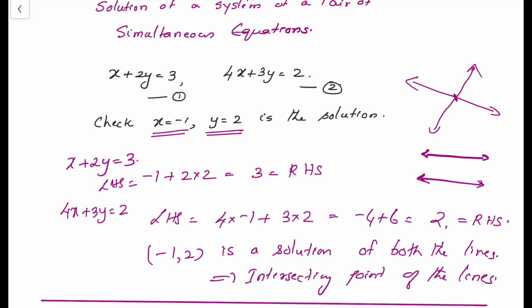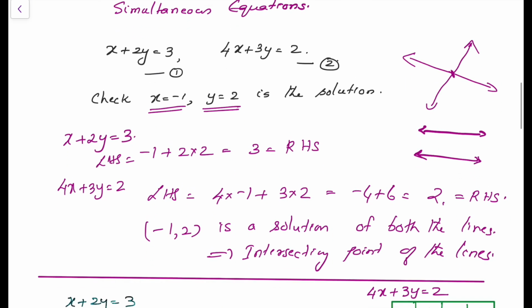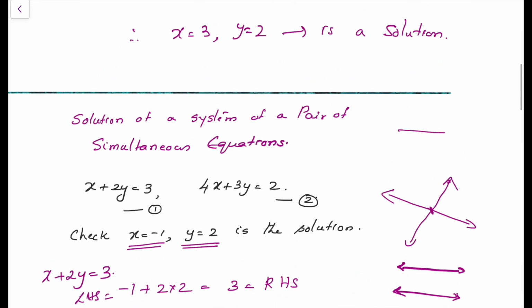Hope now you understood what solution of an equation means. In a single line, all the points in that line, if it is a single line like this, all the points in this line will be a solution of the equation. In pair of lines, the intersecting point will be the solution of the pair of equations. Hope it is clear.